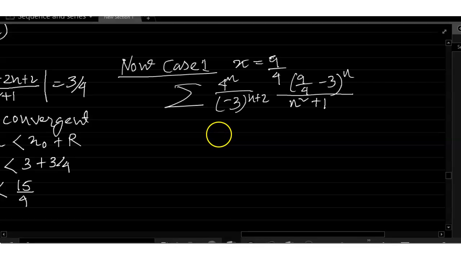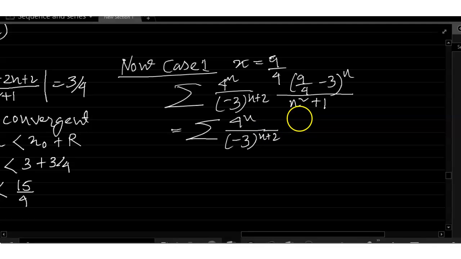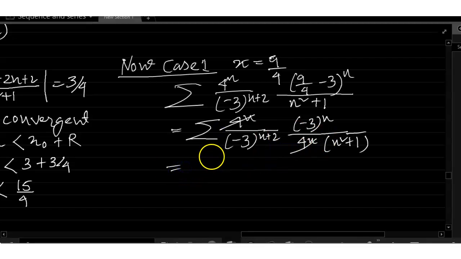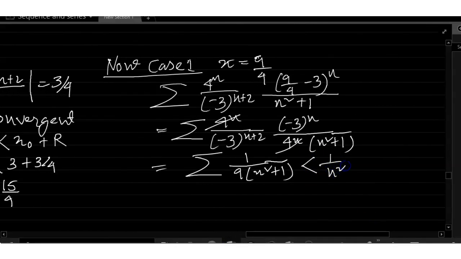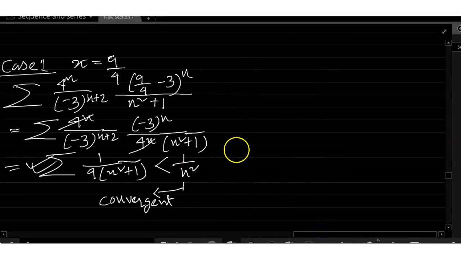And we can write summation 4 to the power n divided by (minus 3) to the power n, into (minus 3) to the power n divided by 4 to the power n into n square plus 1, and the 4 to the power n cancels. So we get summation 1 by 9 into n square plus 1. By comparison test, it can be compared with 1 by n square. 1 by n square is convergent, so this portion is convergent.